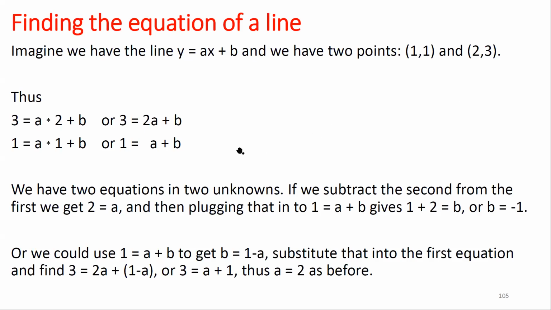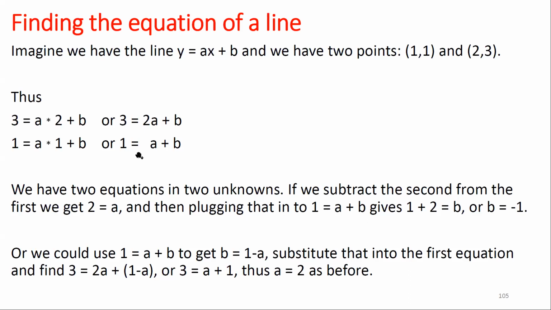Well, because they were on the line, 3 has to equal a times 2 plus b, and 1 has to equal a times 1 plus b. So you get 3 is 2a plus b, 1 is a plus b. So there's a couple of ways we could solve for this. One way is if we just subtract the second from the first, the b's cancel, and we would get 2 equals a, which is really nice. And once we know that a equals 2, if 1 equals 2 plus b, what does b equal? -1. -1, and we're done.